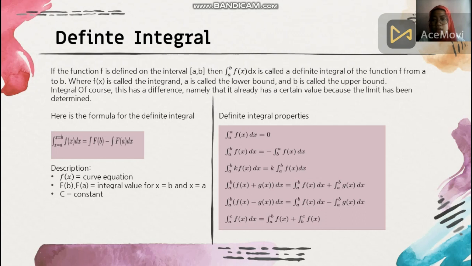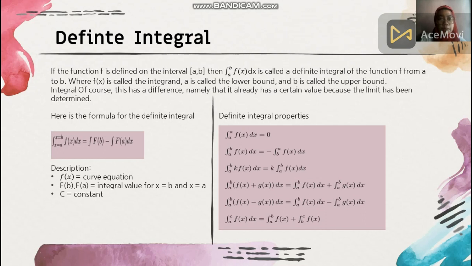The integral from x equal a to x equal b of f(x) is equal to F(b) minus F(a). Description: f(x) is the curve equation, F(b) and F(a) are the integral values for x equal b and x equal a, and c is a constant.